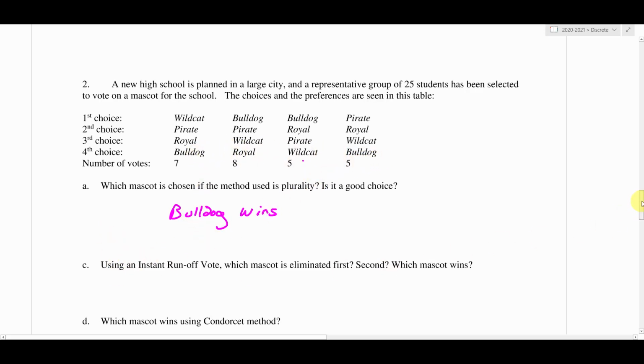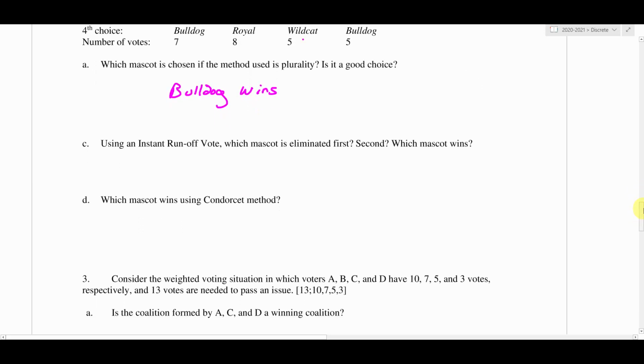All right, now if we tried to do an instant runoff vote here, let's see what happens. Remember, this is where we go round by round and we eliminate the person with the fewest first place votes. So we're going to say round 1, I'm going to need more room. I did not give a lot of room there. So we'll write it over here. So we'll say round 1, and I'm going to abbreviate these. So we got W, B, P, and R. So W for Wildcat, B for Bulldog, P for Pirate, R for Royal.